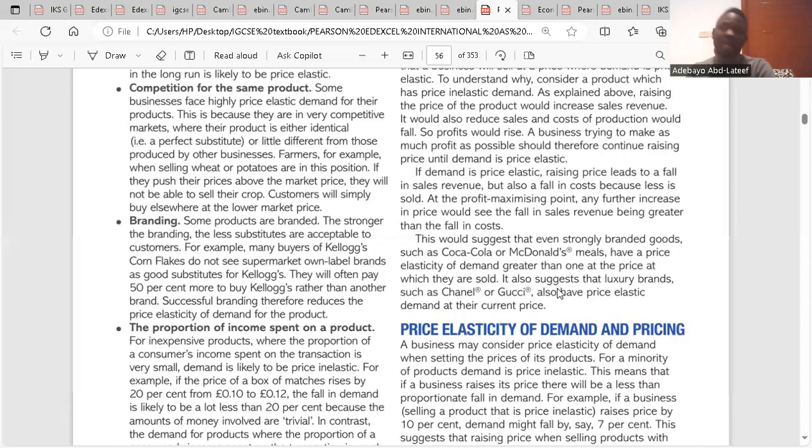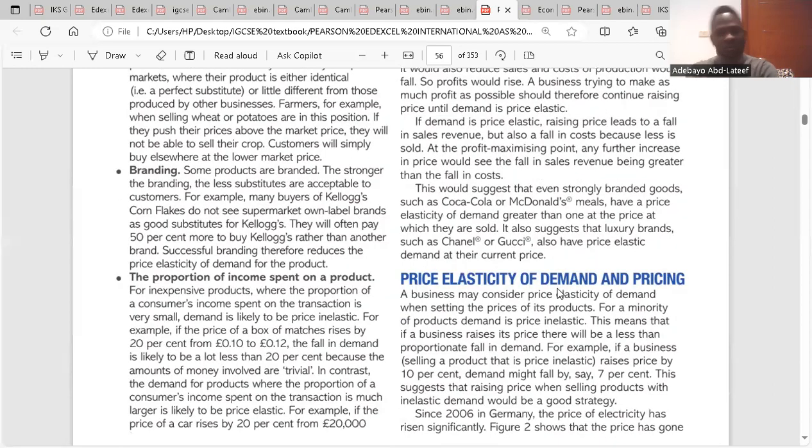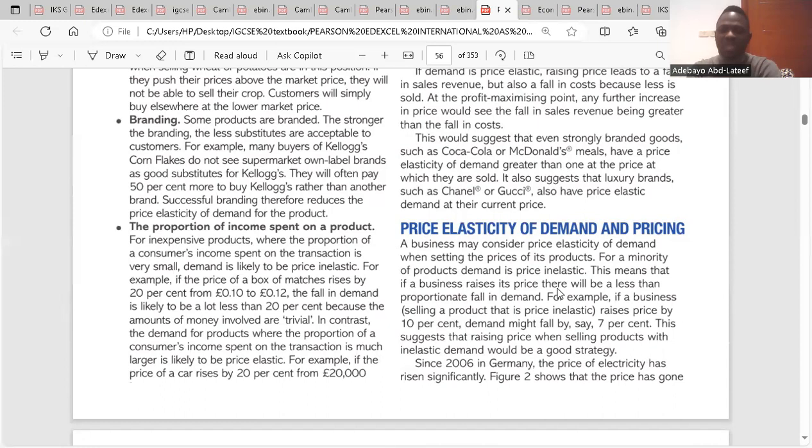But if your brand is not that strong, whenever you increase your price, consumers will stop buying from you. That means the demand for your product will be price elastic, because you don't have a strong brand. A strong brand puts you in a better position in the market. I think PED is clear there. Then the fourth one, the proportion of income spent on a product.